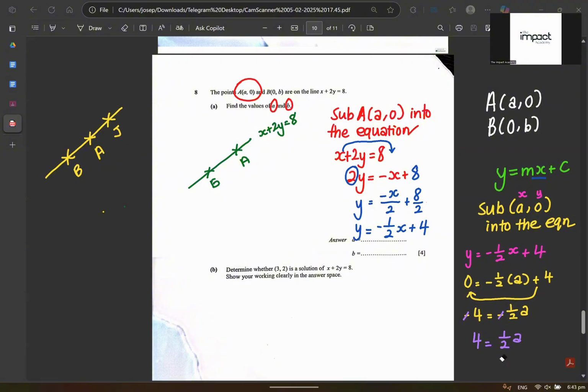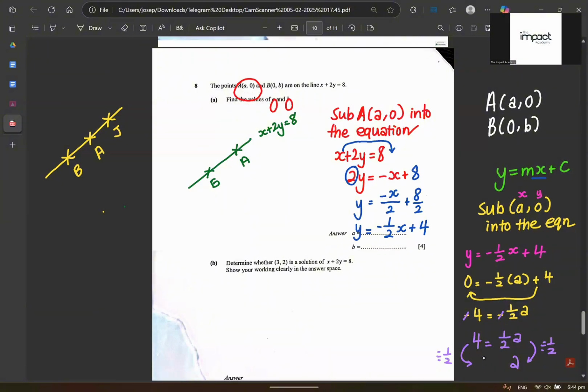Are you understanding or not understanding? Then you want to find a, right? So you divide by half. Agree or disagree? Then you divide by half also. True? All right. So when you do 4 divided by half, what do you get? You get an answer of 8. So that means the value of a is 8. So this part over here is for me to do a rearrange to get to y equals to mx plus c. Can you understand? Okay, that is for me to rearrange.